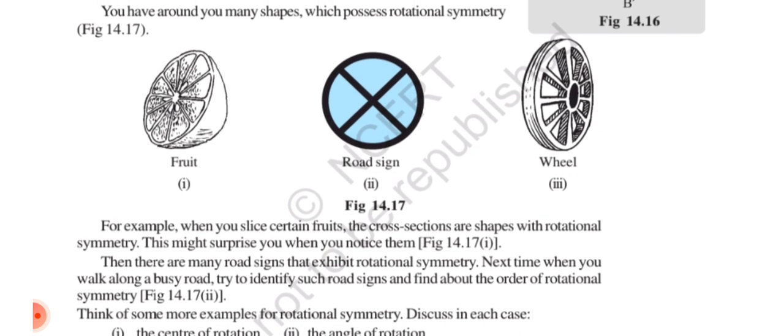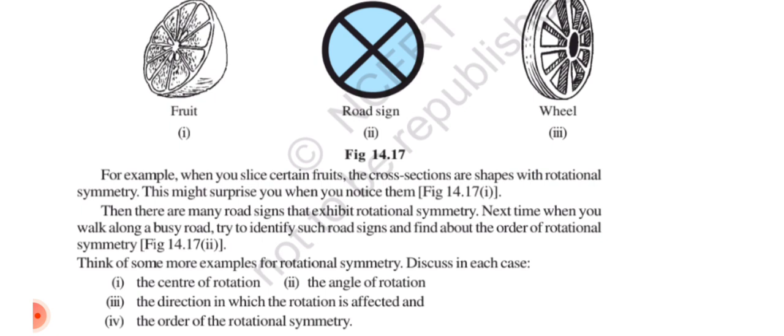You have around you many shapes which possess rotational symmetry. For example, when you slice certain fruits, the cross sections are shaped with rotational symmetry. This might surprise you when you notice them. There are many road signs that exhibit rotational symmetry. Next time when you walk along a busy road, try to identify such road signs and find out their order of rotational symmetry.